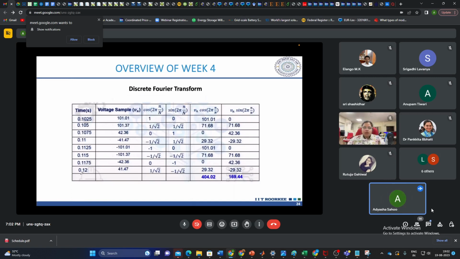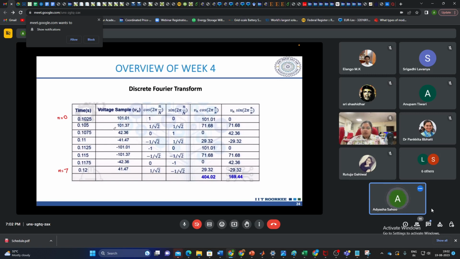So from this data we have entered the values of voltage samples that we had. Then n is the sample number. If we take n from 0, here we'll end at n equal to 7, because we had 8 samples and we started from 0. If we substitute 0 here, cos of 0 will be 1 and sine of 0 will be 0, and then we'll multiply this cos component and sine component with the voltage sample that we had, to get the value of these.